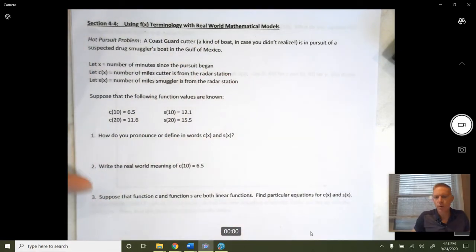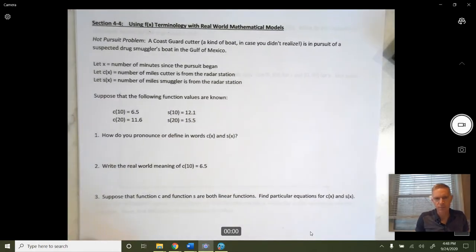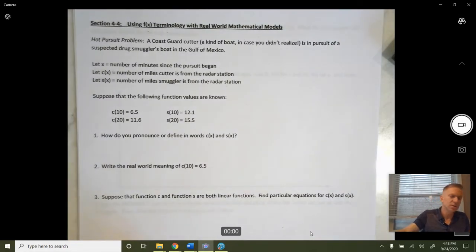Okay, so this problem, we're going to go through this problem. This is on page 64 of your packet, actually 64 and 65. It's 2 pages. And then we're going to go through a second problem that's on page 66. All right, so this is a hot pursuit problem.